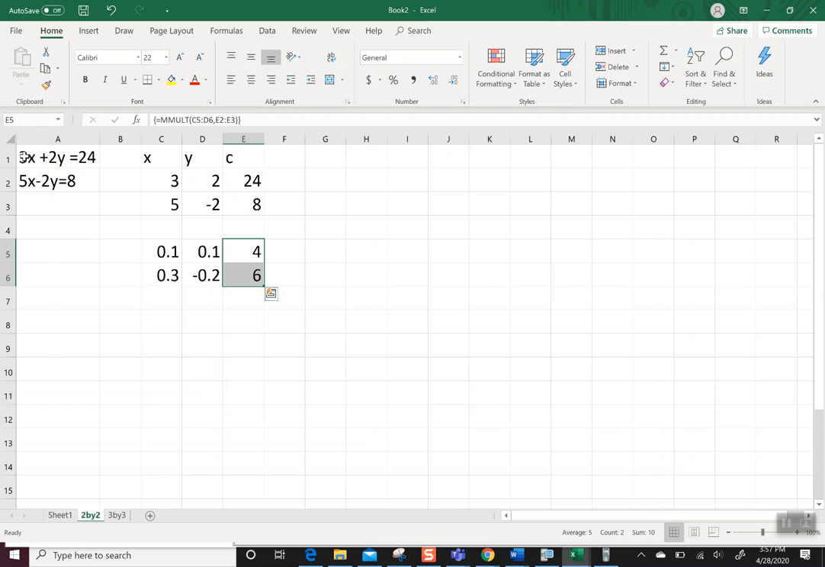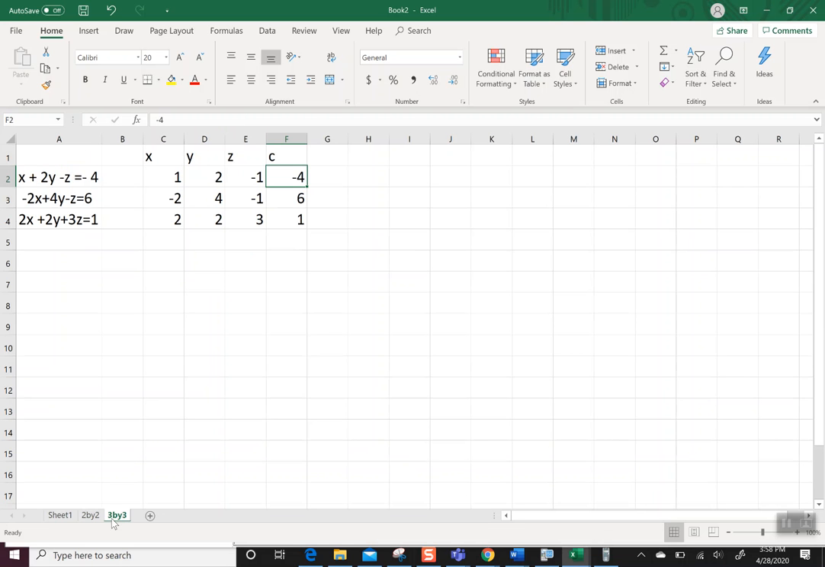You could check it. If you do 3 times 4, that's 12. 2 times 6, that's 12. 12 and 12 is 24. Or you can do 5 times 4 is 20. 2 times 6 is 12. 20 minus 12 is 8. So you can see we found the solutions of the equation. We didn't have to do any Gaussian elimination or reduced row echelon form. We just put it in the matrix and had it do it.